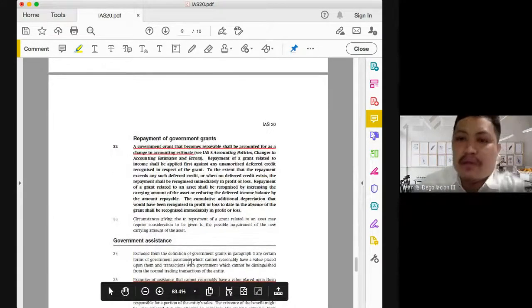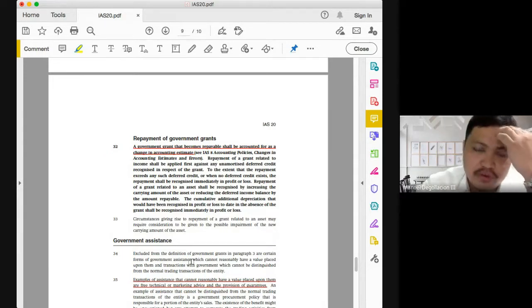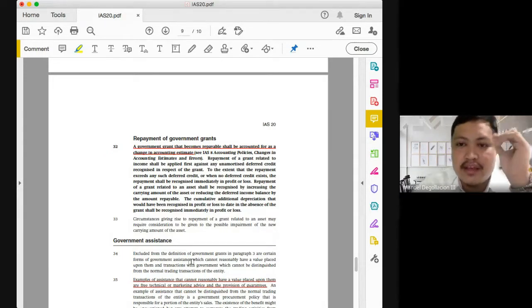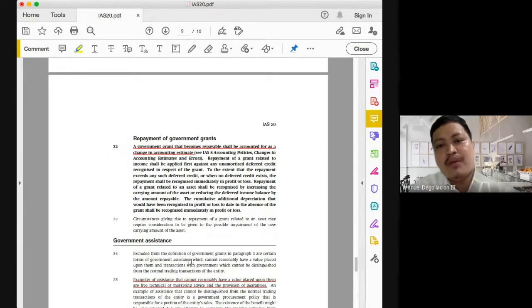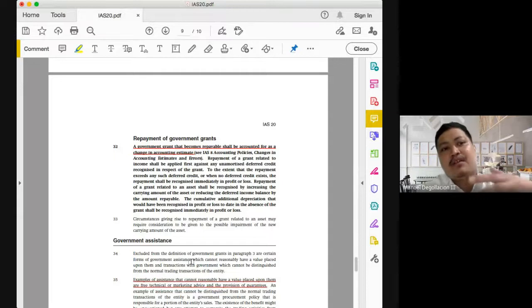Last class, repayment of government grants. This would be a source of an interesting problem, class. You have already received the government grant, class, and you have already recognized a portion of it in your profit or loss, but in the end, you were not able to comply with the requirements, or later on you became disqualified. So you will have to repay the grant that you have received, and there will be an issue. What will be the treatment? And supposedly it's going to be very simple, class.